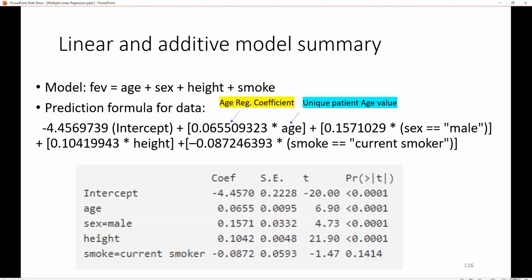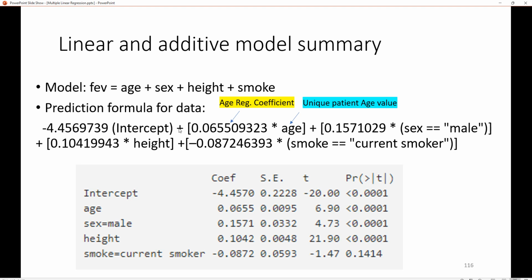Okay, so now we're going to look at different models. We have a linear and additive model summary on this slide. The model is FEV equals age plus sex plus height plus the smoking status. And we get a prediction formula for our data for this linear and additive model. We see that first value of negative 4.456 as our intercept.